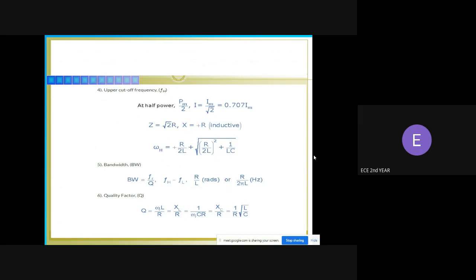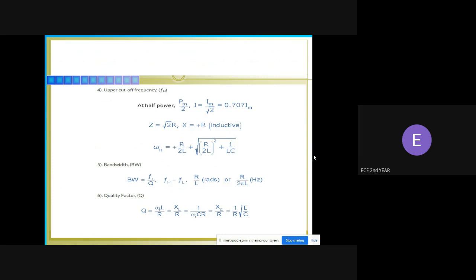The upper cutoff frequency omega h equals R divided by 2L plus the root of R by 2L the whole square plus 1 by LC. That is the upper cutoff frequency. So the bandwidth is the difference between the higher cutoff frequency and the lower cutoff frequency.